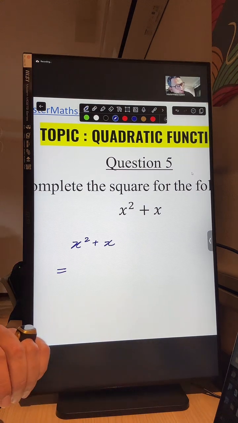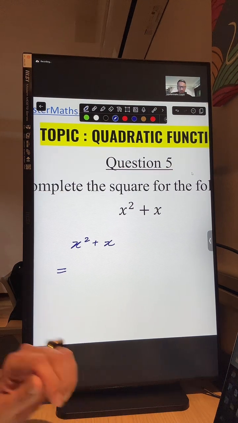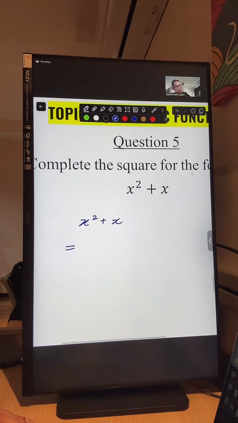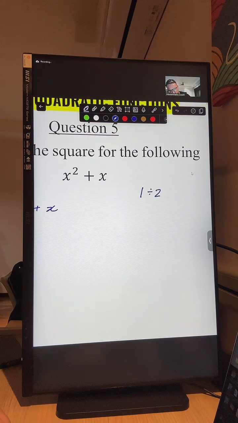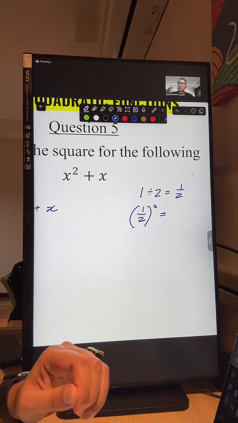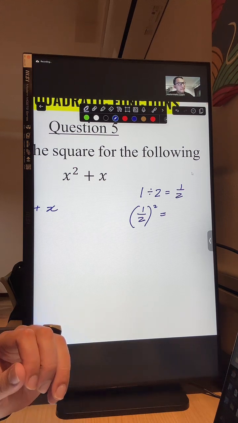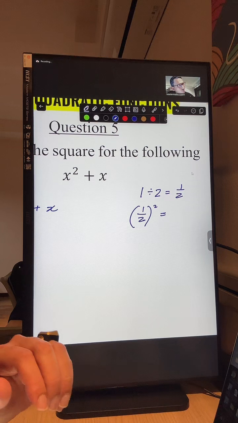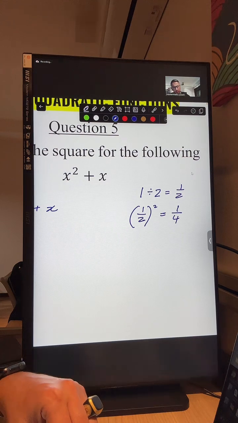Okay, good. So some of you are giving me the answers for the coefficient of x. The coefficient of x is 1. So what must I do with the 1? I must divide by 2 and then I must square it. If I take 1, divide by 2, I get half. Guys, what happens when I square my half? What do I get when I square half? Anybody can tell me? 1/4. Awesome. I get 1/4.